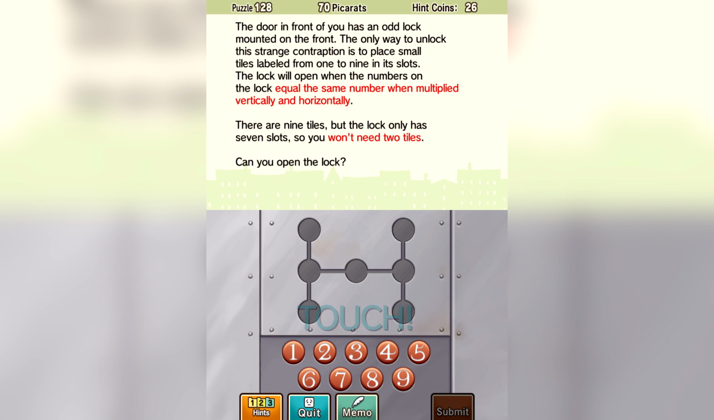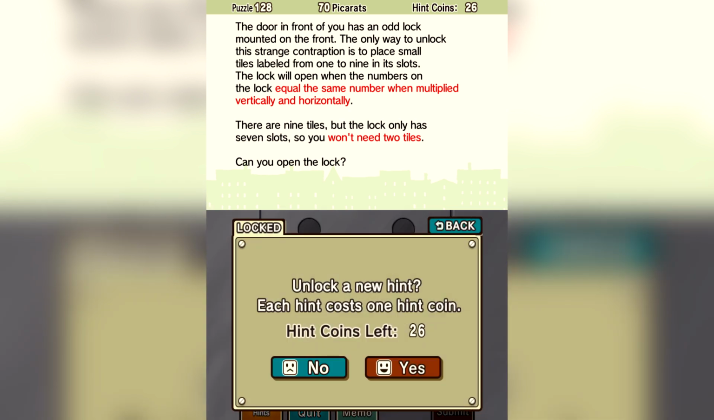This sounds like a much harder version of a magic square. Okay, well, I don't even know where to begin dissecting this. I'm going to do the same thing I did with the other one. I'm going to use one of my hint coins here, because the last time we had a puzzle like this, it helped me out by telling me which one went in the middle, so I'm hoping it does something similar here.